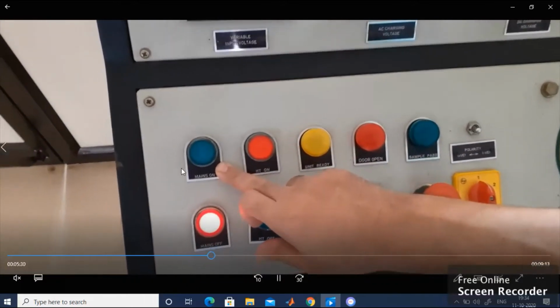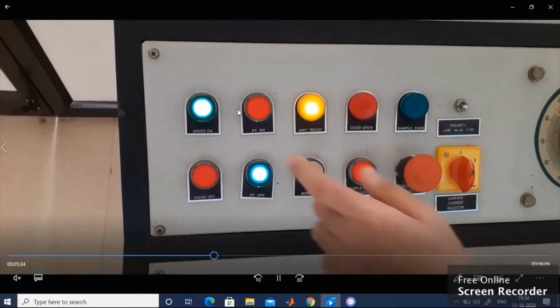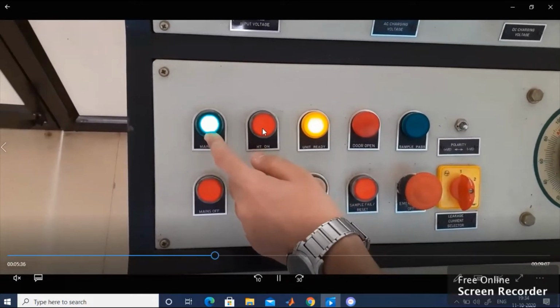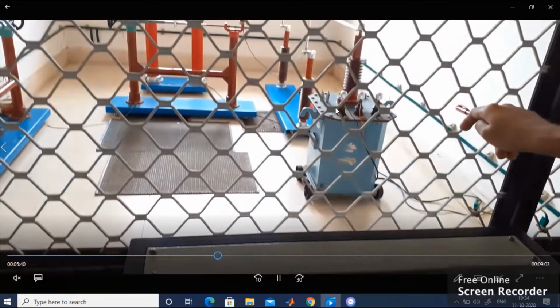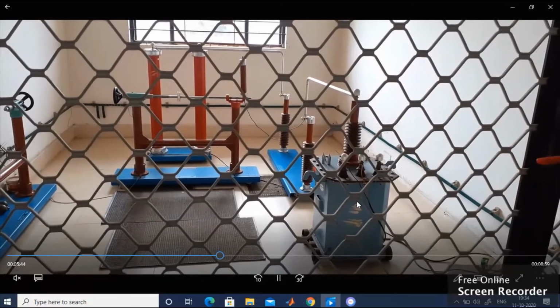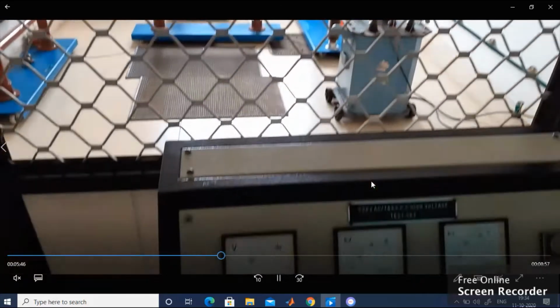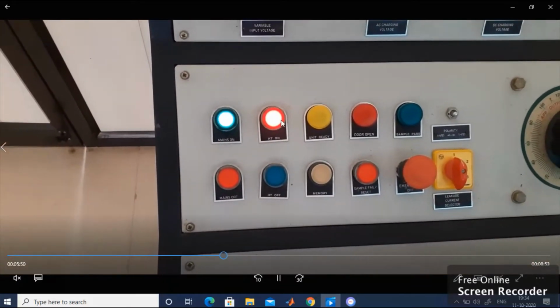First and foremost, you have to turn on the main supply. The main switch should be turned on. Afterwards, a high voltage transformer is available over there. You can see the transformer. With the help of this transformer, you will be converting 230 volt AC to the high voltage range. That means ST should be on.